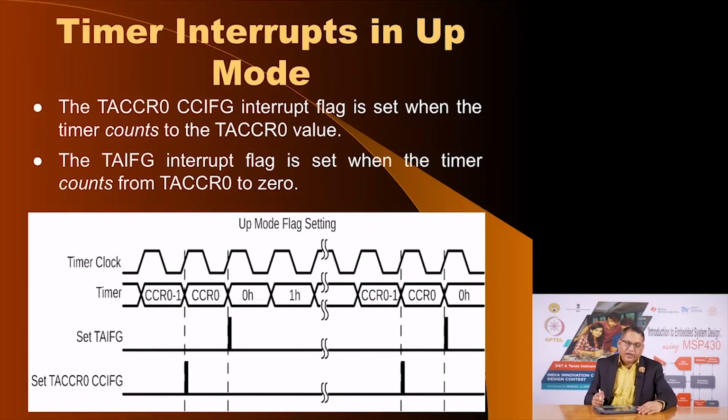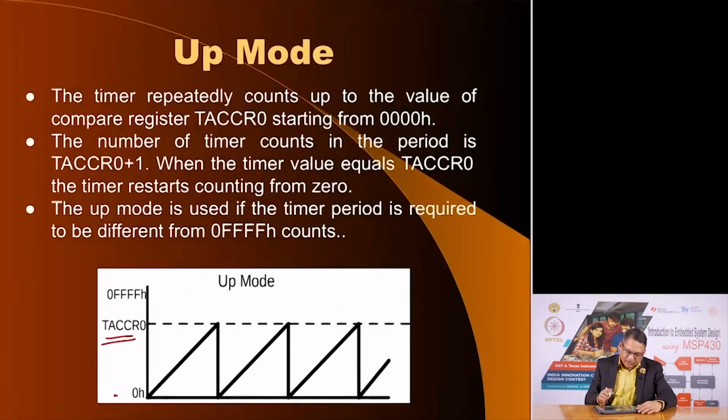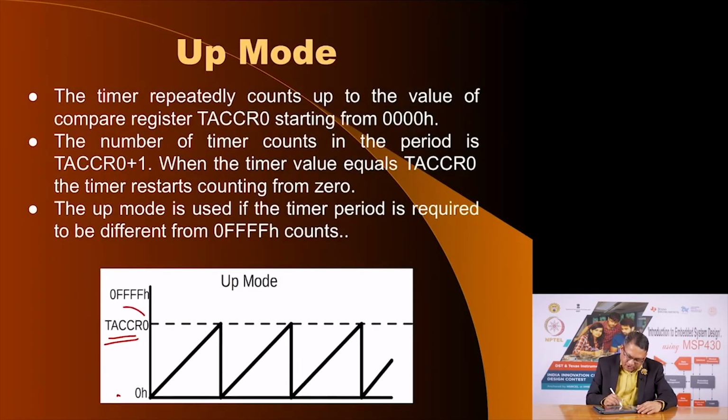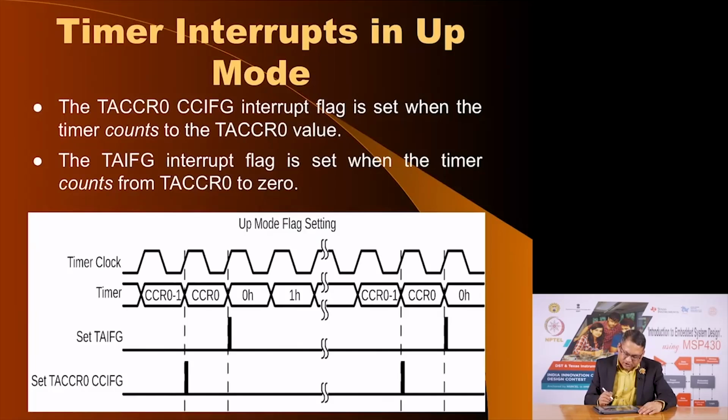In this mode you can use it to generate an interrupt two times: once when it reaches this value, and once when it resets to 0, when it becomes 0. So, as you see here, you have generated an interrupt when it goes from here to here, and when it is here. So, there are two times during this counting process when interrupts can be generated.